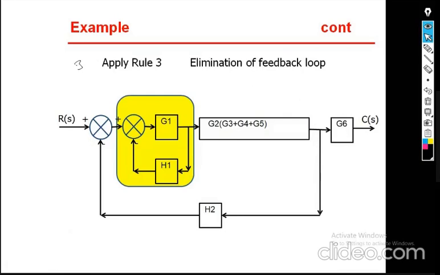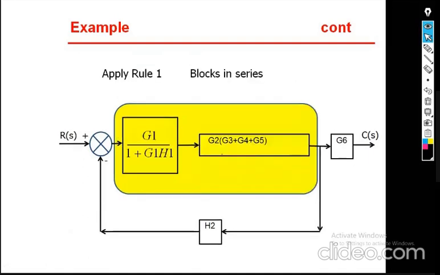Next, rule number 3. Here, if you observe, these 2 blocks are in feedback. Here there is a minus. If you observe, here there is a minus. What is the resultant of the minus? G by 1 plus G into H. Here we have G1 and H1. So the resultant block will be G1 by 1 plus G1 into H1.